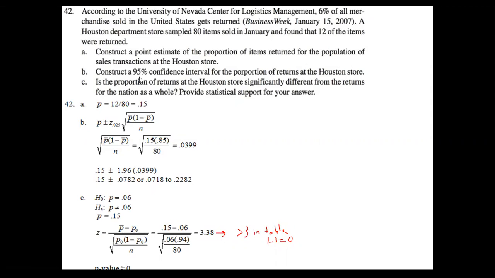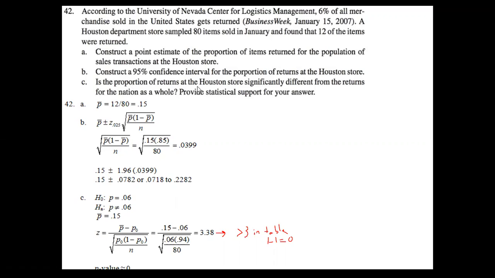Z alpha over 2 for a 95% confidence interval is 1.96, and we had p-bar as 0.15. So now we have everything here. Simplify it, and we get 0.0718 to 0.2282 for our confidence interval.